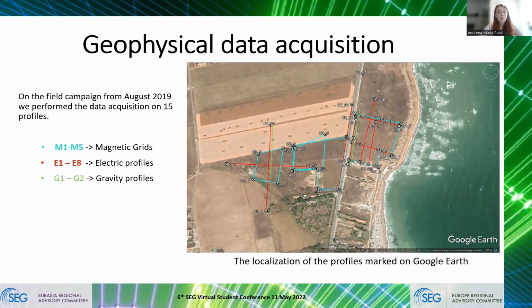With blue color from 1 to 5, the magnetic grids are represented. With the red lines from 1 to 8 are represented the geoelectrical profiles, and with green color are represented the 2 gravity profiles we performed during the field campaign. In this presentation, I will only talk about the magnetic and geoelectrical data.